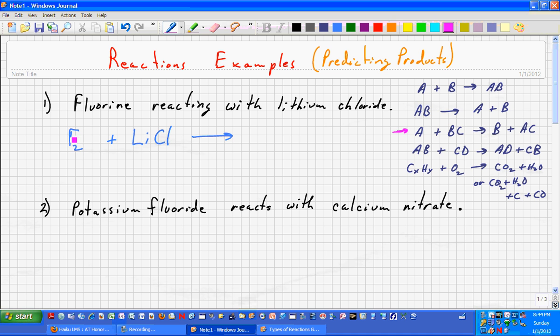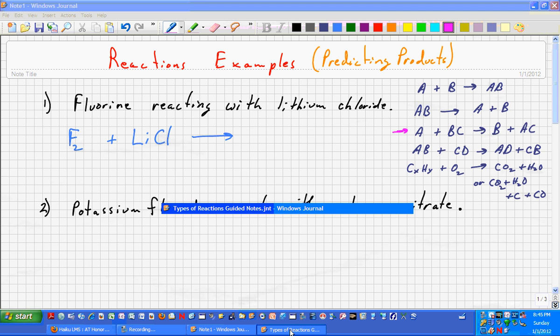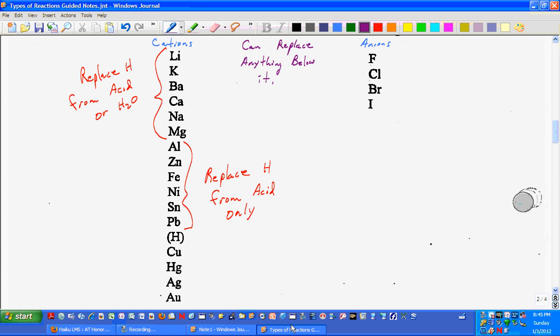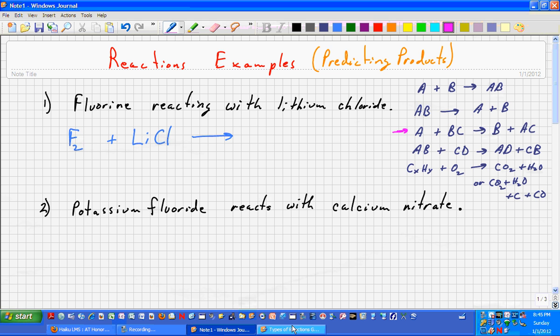In this case, I've got fluorine, which can only replace the anion, so it's going to try to replace chlorine. So what I need to take a look at is the activity series to see if this will actually occur. Remember that an element can replace anything below it in its particular list. I've got a cation list. I've got an anion list. I know fluorine is going to replace chlorine. They're in this list over here. Fluorine is above chlorine. Fluorine can replace anything below it. So fluorine can indeed replace chlorine. So this reaction will occur.